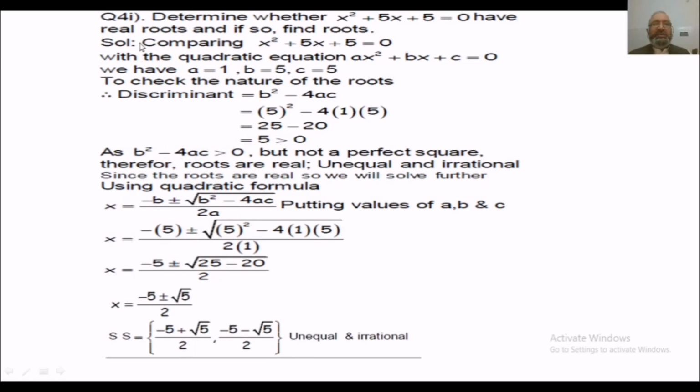First of all, we found by the discriminant of the equation that the roots are real, unequal, and irrational. And then, for verification of the given question, we solve it by the quadratic formula and practically get two roots which are unequal, irrational, and real roots.